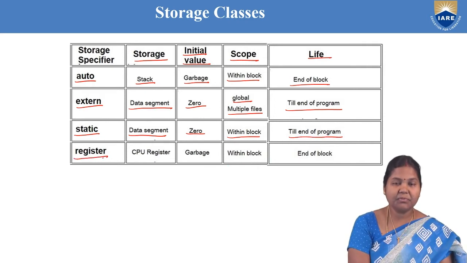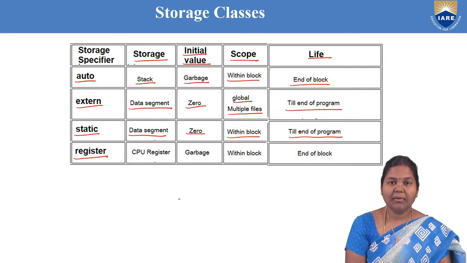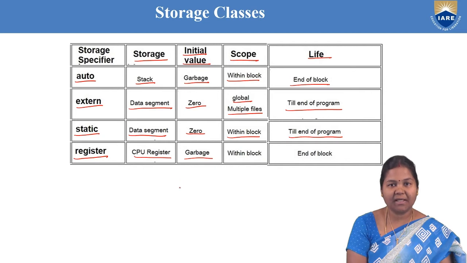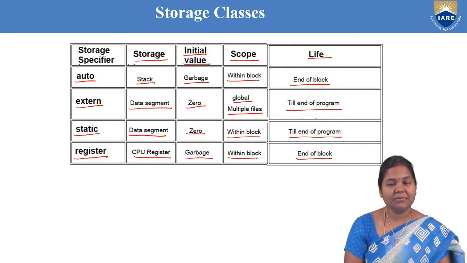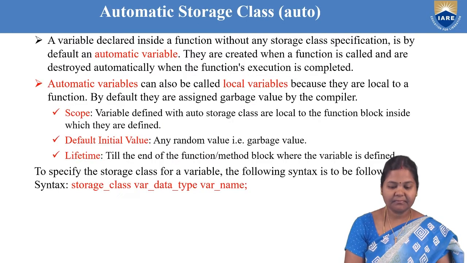The last type of storage class is register. Instead of storing the variables in memory, it stores the variables in CPU registers. So the storage is in CPU register. The default initial value is garbage, that is unknown, the scope is within the block in which it is defined, and the lifetime is till the end of the block. This is an overview of the four storage classes defined in C language.